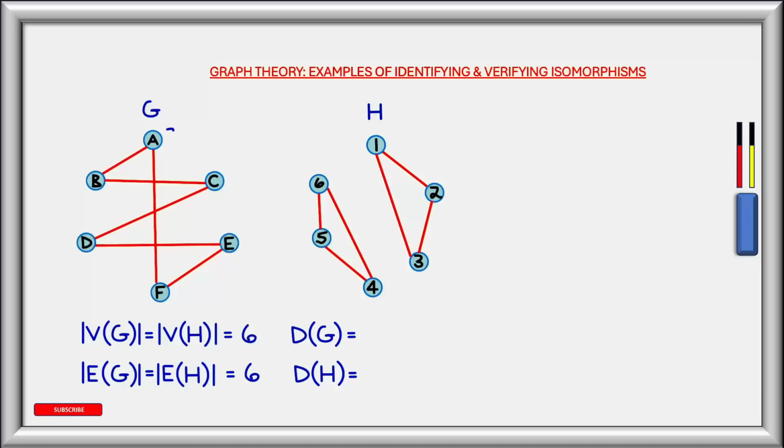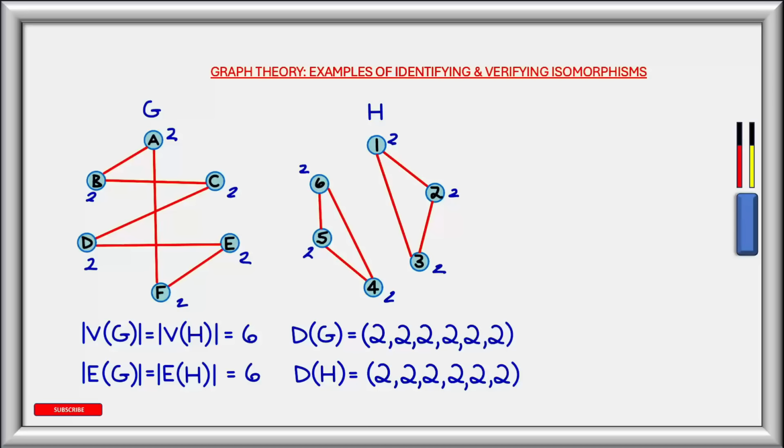The vertex A has 2 edges, vertex B has 2 edges, vertex C has 2 edges, vertex D has 2 edges, vertex E has 2 edges, and vertex F has 2 edges. And in graph H, vertex 1 has 2 edges, vertex 2 has 2 edges, vertex 3 has 2 edges, vertex 4 has 2 edges, vertex 5 has 2 edges, and vertex 6 has 2 edges.